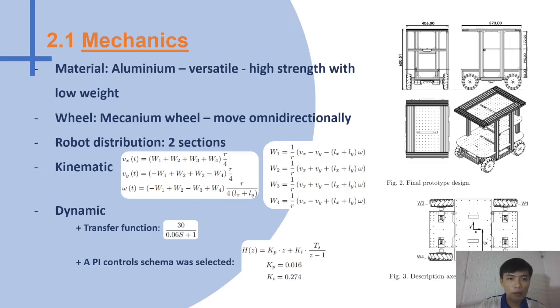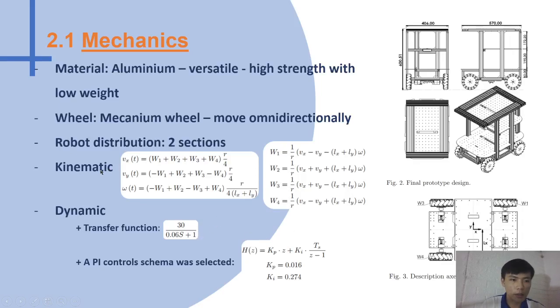The first section is where the wheels, motors, electronics, and batteries are located. The second section contains the robot's main computer, tracking camera, depth camera, and other accessories.